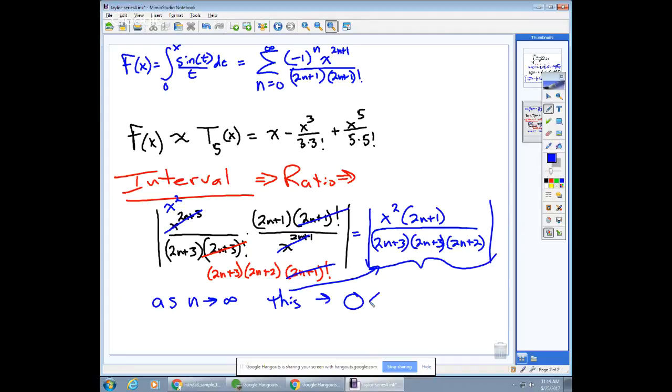Ratio test says, all right, you are less than 1. So what's my interval then? It's all real numbers. So the radius is infinite, and that means all real numbers. Usually I'm more concerned about the interval than the radius. And so here I can say the interval is all real numbers.